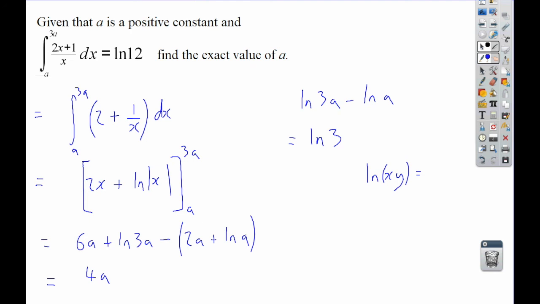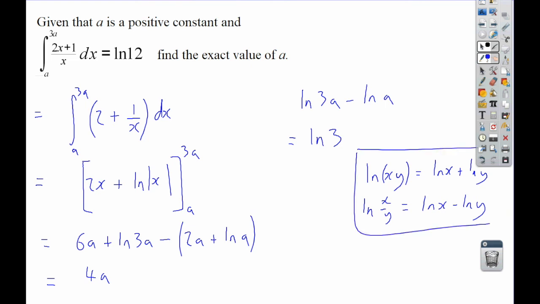Anyway, let's have a look. So what was I doing? The natural log of x plus natural log of y is the natural log of xy, and natural log of x over y is equal to natural log x subtract natural log y. So remember your logarithm rules there. We need to use this here. So natural log 3a minus natural log a is x over y, so 3a over a, which is natural log 3. So let's just put that in then. So the natural log 3a subtract natural log a is natural log of 3. Okay, right, so that's that.